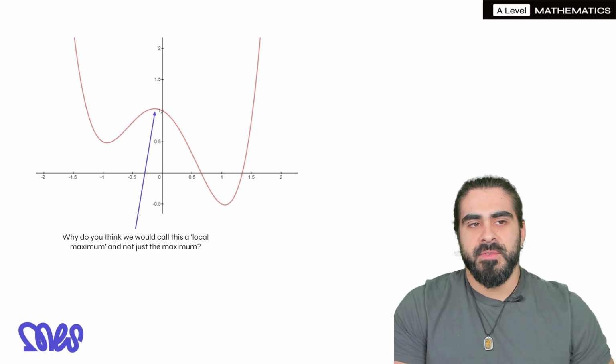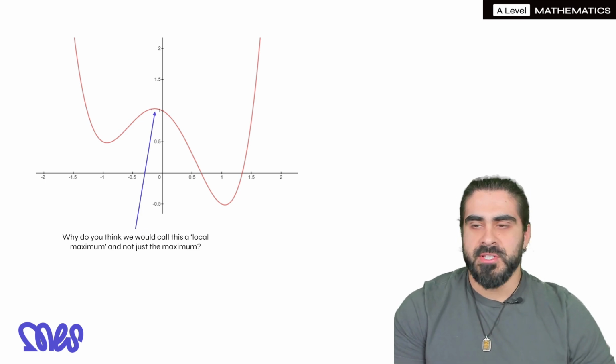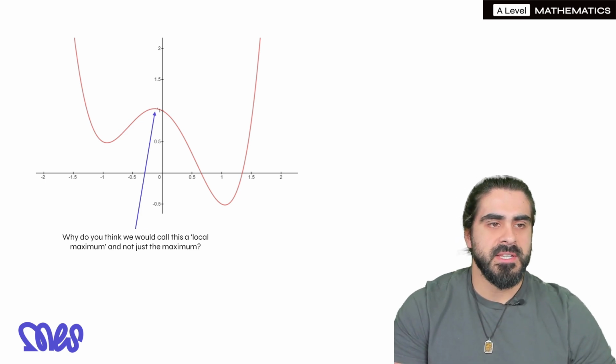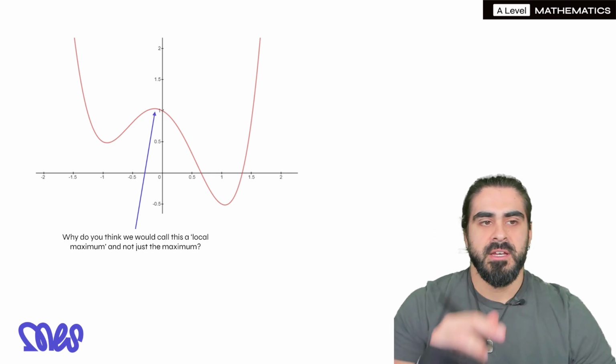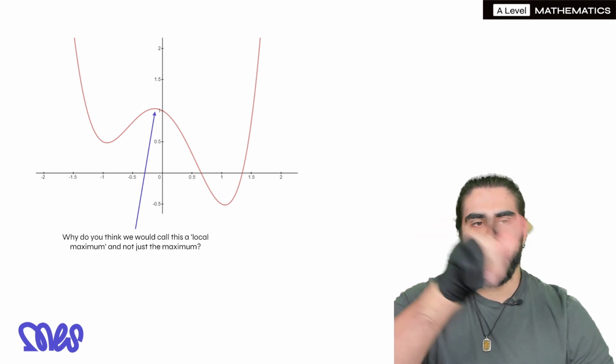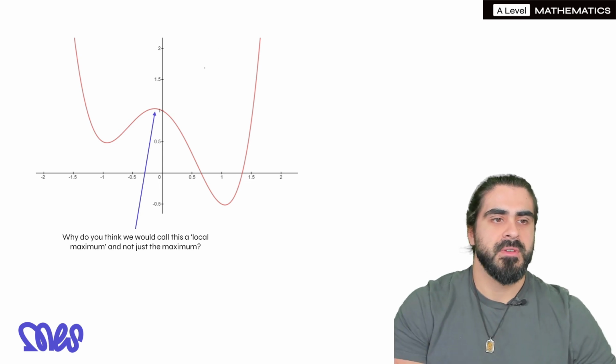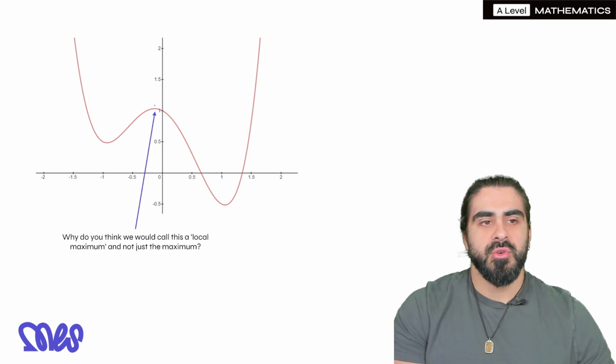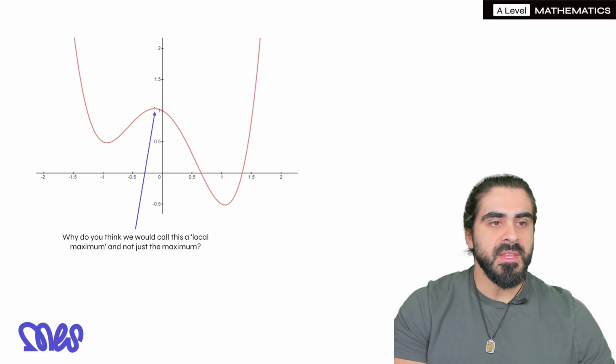Now, just a little bit of an extra classification here, because sometimes they put it in exams: this point up here, we call it a local maximum. Now, why don't we just call it the maximum? When we think of maximums, we think of, like, the top of a mountain, we call that the maximum. The reason we call this a local maximum is because it's not actually the largest part of the graph. It's not the largest y value on the graph.